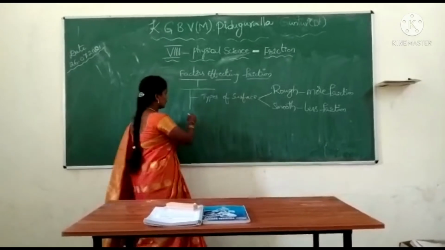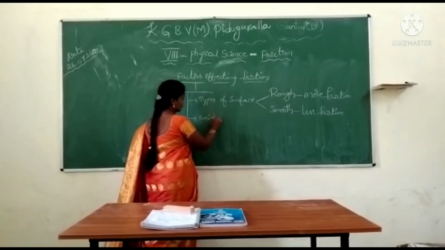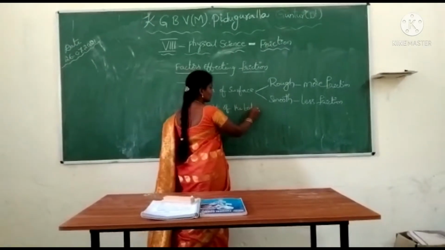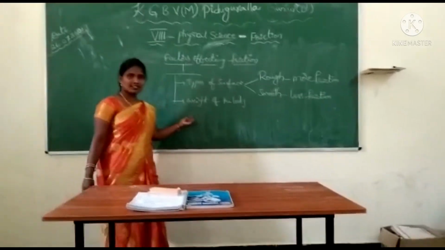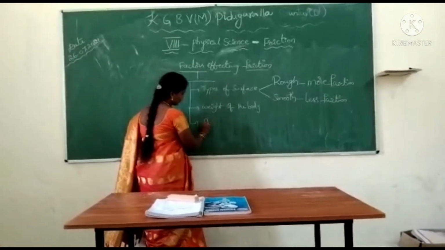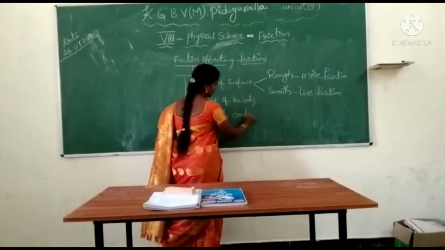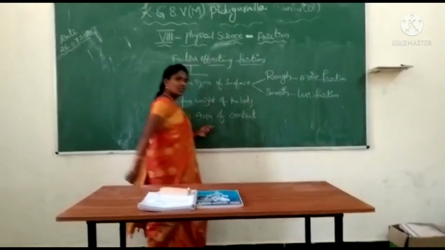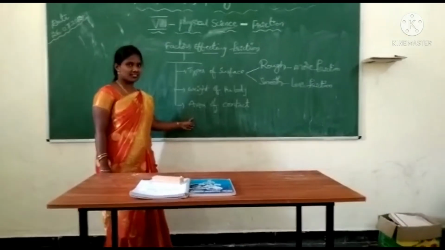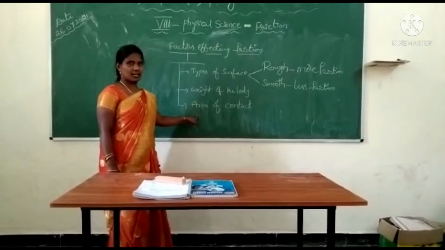Weight of the body. What is the third one? Area of contact. These 3 factors we learned in last class. Okay? These 2 activities we discussed in the last topic.